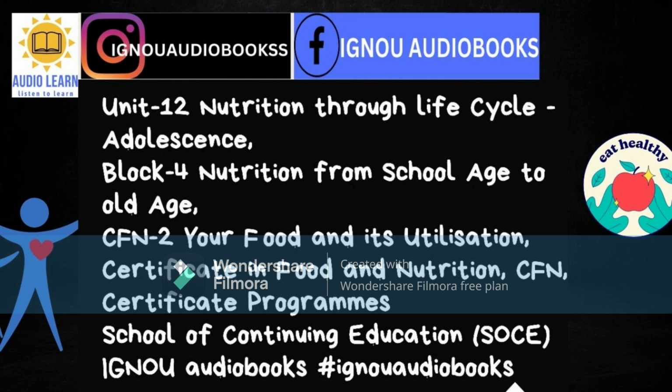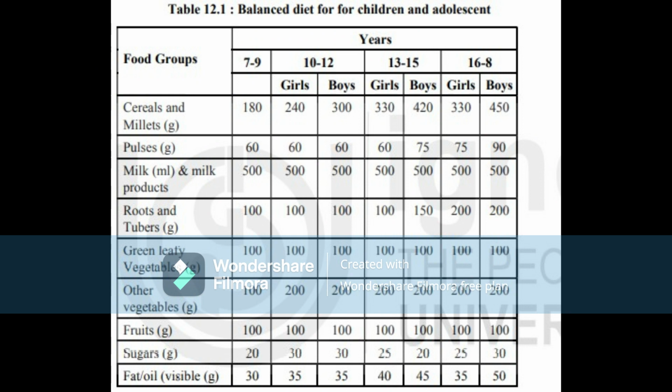So the number of servings for planning a balanced diet for adolescent boys and girls should be as given in Table 12.1. Table 12.1, Balanced Diet for Children and Adolescent. Look at the screen for table content.